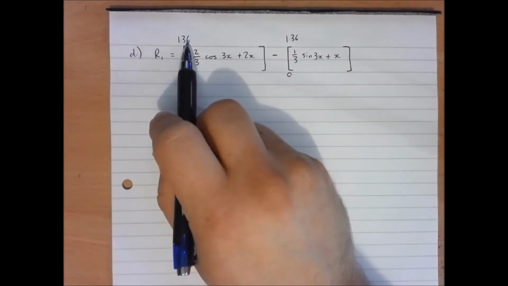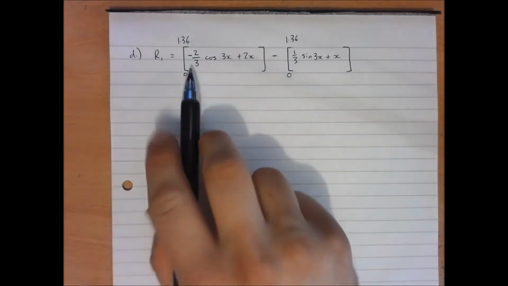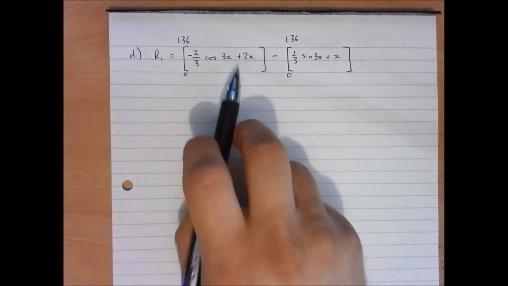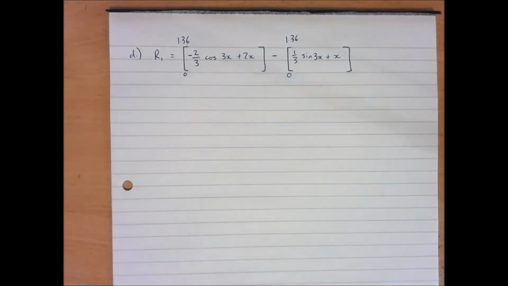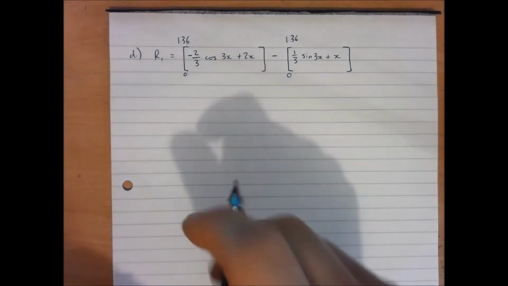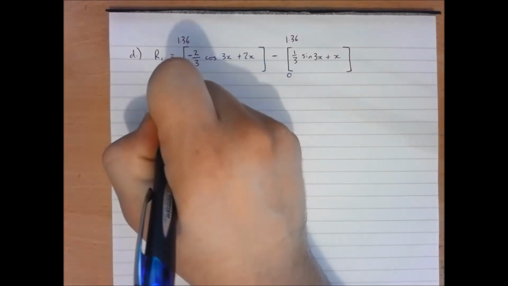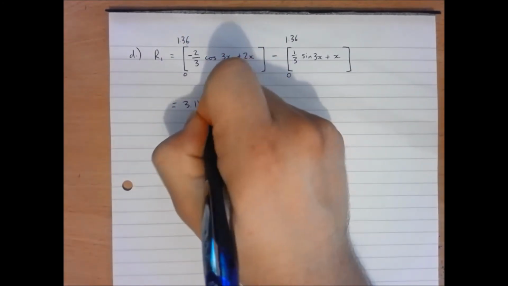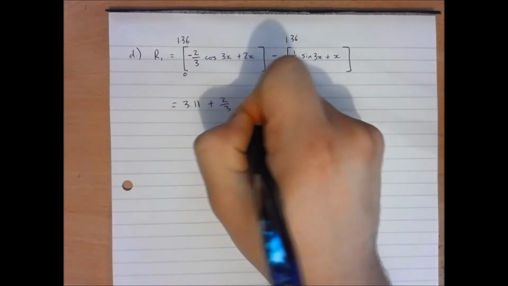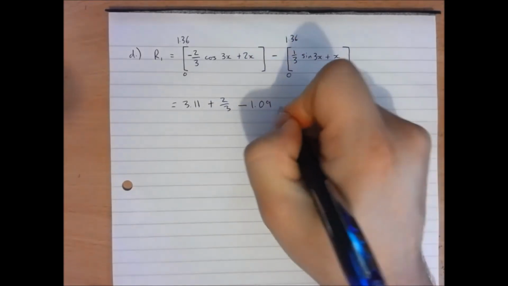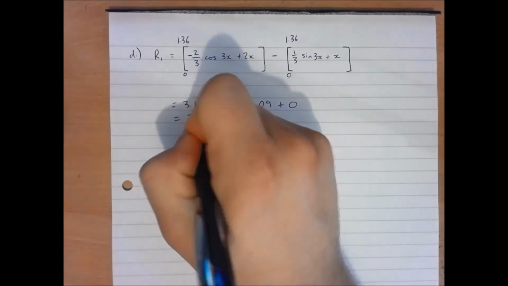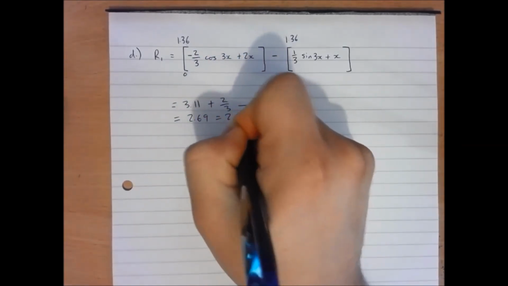The integral of f(x) is my first answer from part C, my integral of g(x) is my second answer from part C, so I need to plug in the limits of my 2 points. If I do this on a calculator, this gives me 3.11 plus 2/3 minus 1.09 plus 0, and if I work that out, that is 2.69, which is 2.7 to 2 significant figures.